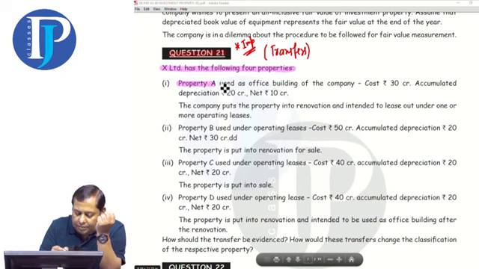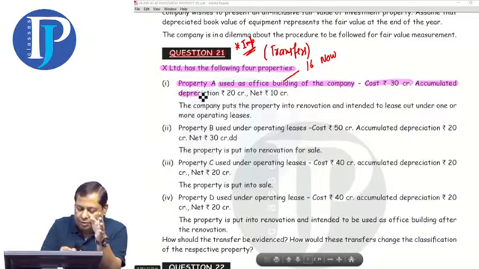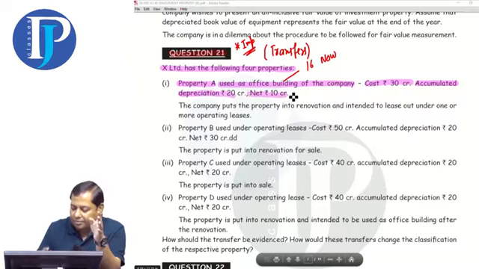Property A, which is actually used as what? An office building of the company. If property A is an office building, then Ind AS 16 is being applied now. The cost is 30 crores, the depreciation is 20 and the carrying amount is 10. 30 minus 20 is 10.